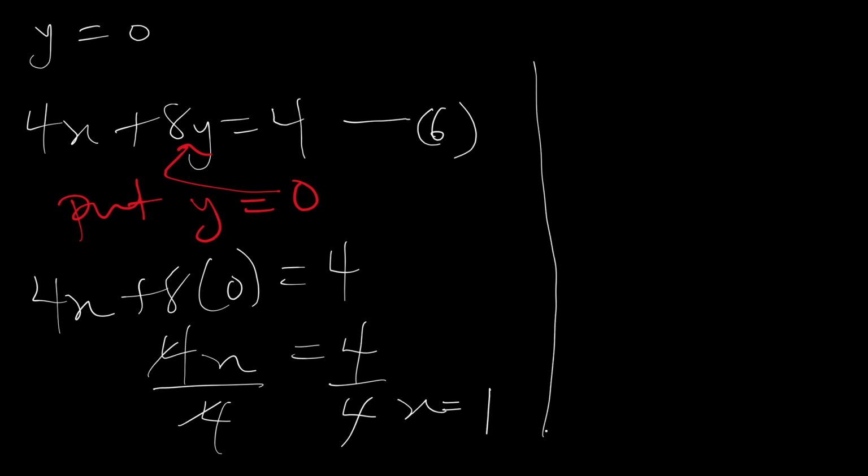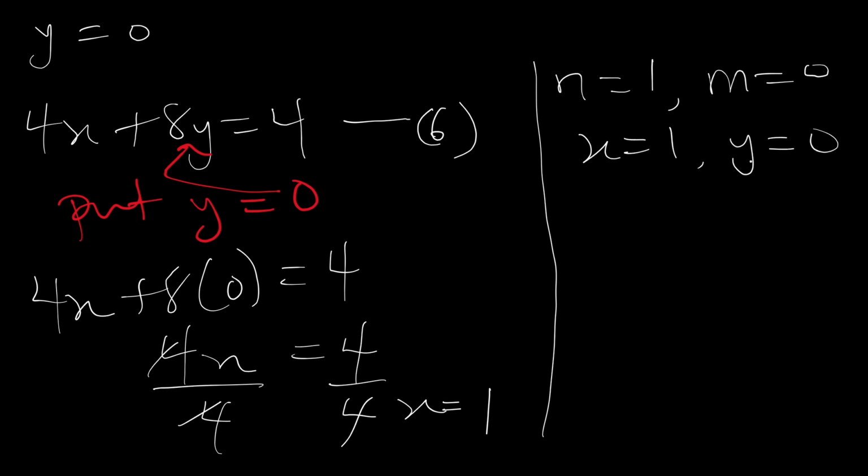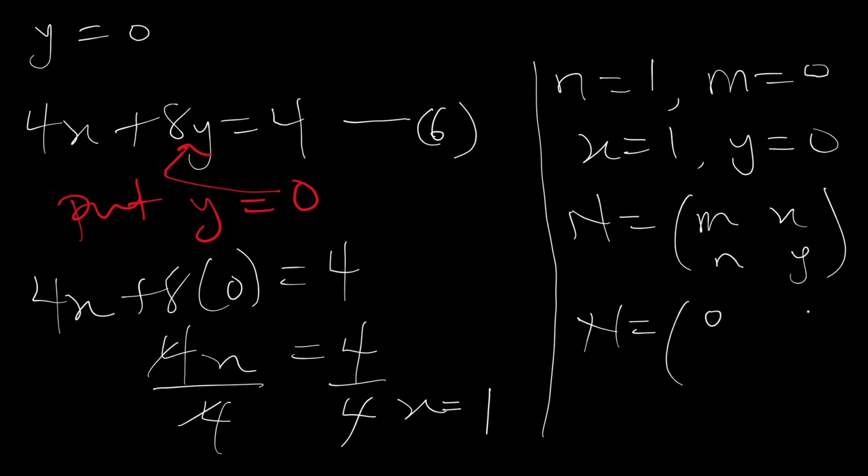So we know that our n is equal to 1, m is equal to 0, x is equal to 1, and y is equal to 0. And you are being asked to find matrix N. And from our question, N is equal to (m x; n y). So then N will be equal to (0 1; 1 0). So that will be our matrix N. This brings us to the end of question 13 and the end of the 2017 core maths theory questions.